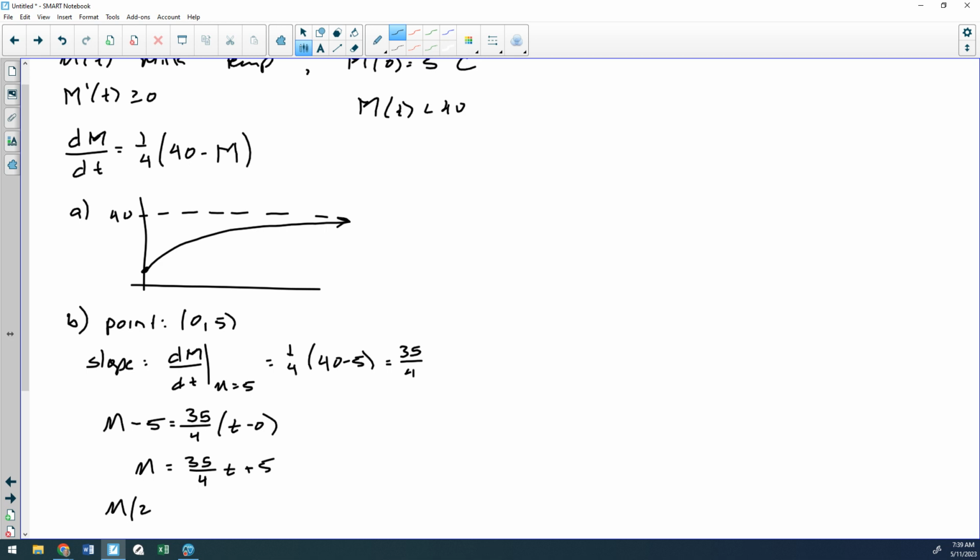And that'll be approximately 35 over 4 times 2 plus 5. Let's see, that's 35 over 2. Would that be 45 over 2? Is that 45 halves? 35 halves plus 10. I think that's right.